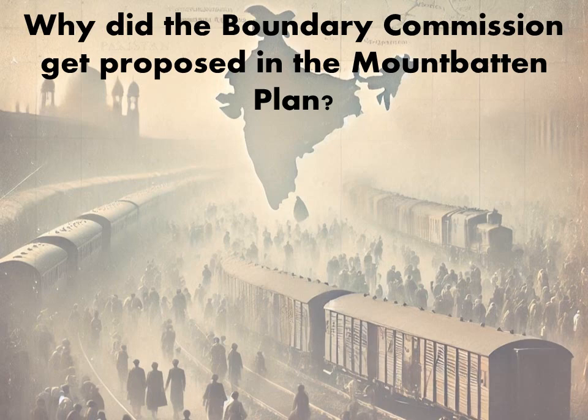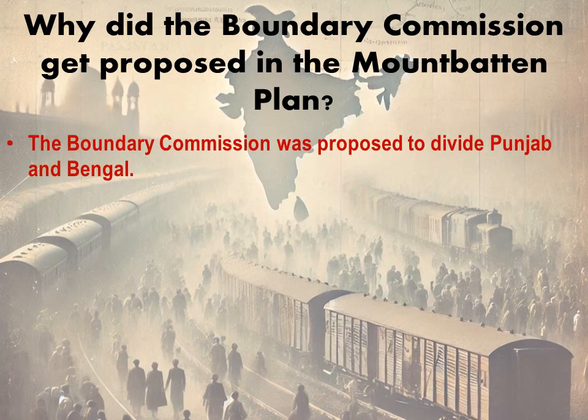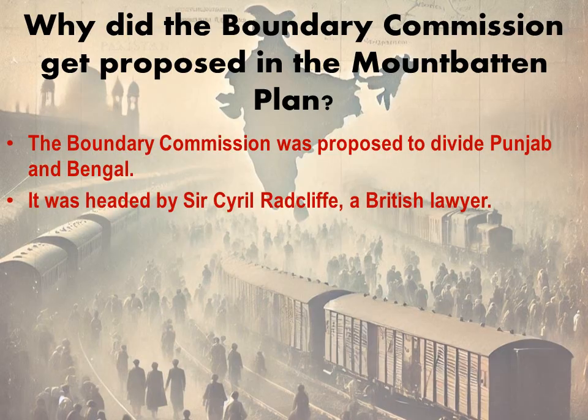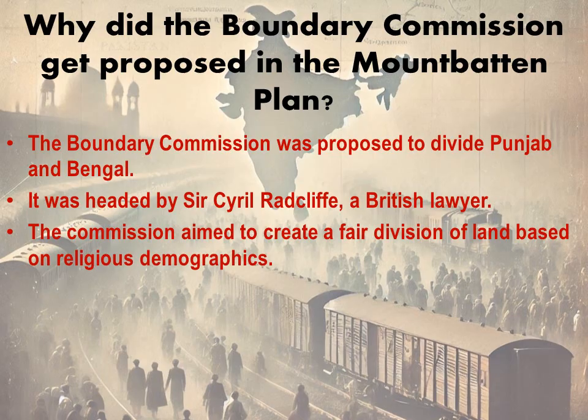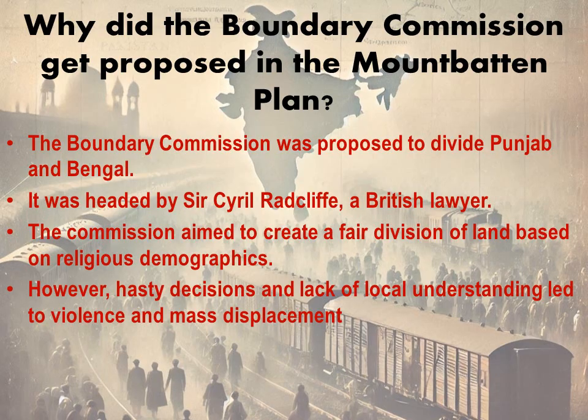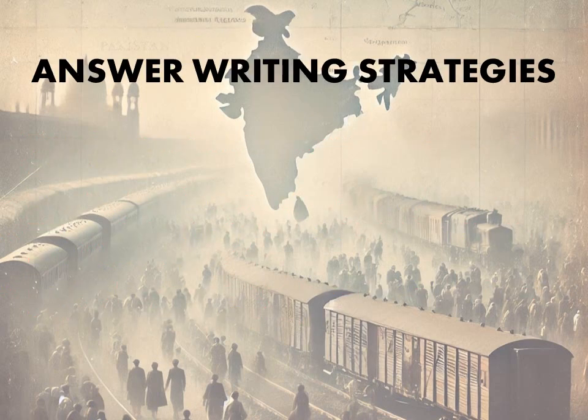Why was the Boundary Commission proposed in the Mountbatten Plan? The Boundary Commission was proposed to divide Punjab and Bengal. It was headed by Sir Cyril Radcliffe, a British lawyer. The commission aimed to create a fair division of land based on religious demographics. However, hasty decisions and lack of local understanding led to violence and mass displacement.